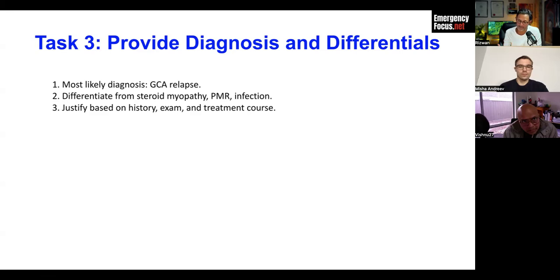is the case is because you've got a headache, which is tender over the area of the temporal artery. You've got vision symptoms, because the blood supply from the temporal artery supplies the key part of the visual cortex and the eyes. And obviously, there's an underlying diagnosis of giant cell or temporal arteritis. And this is all justified based on the history, examination and treatment course.